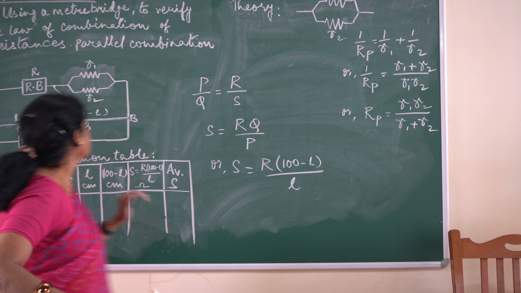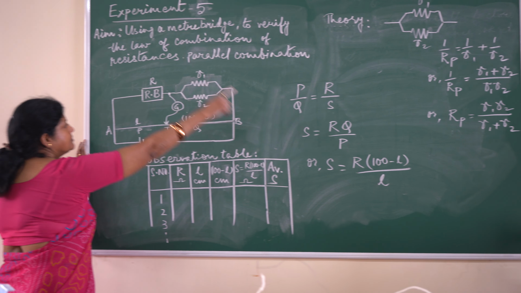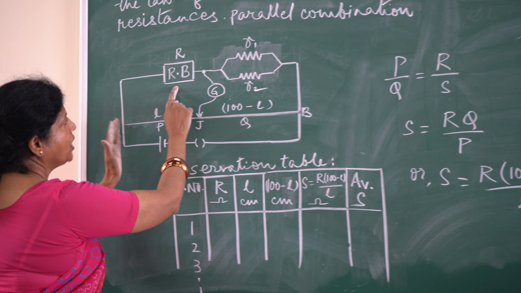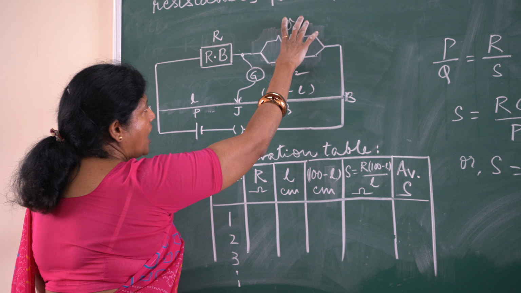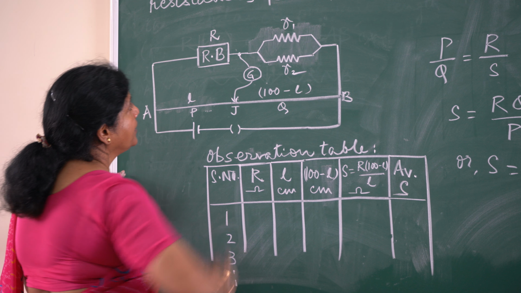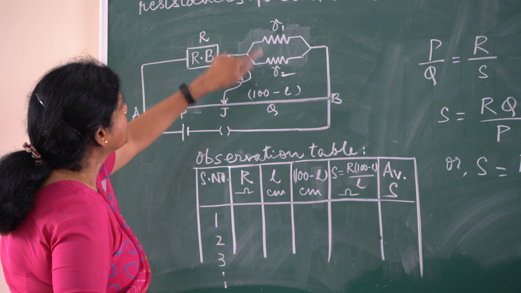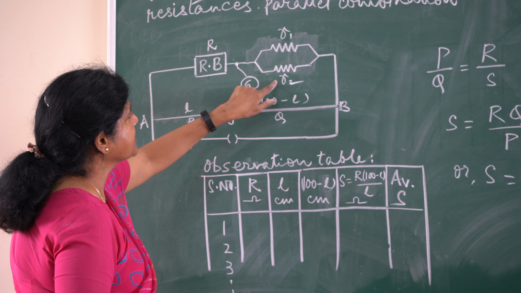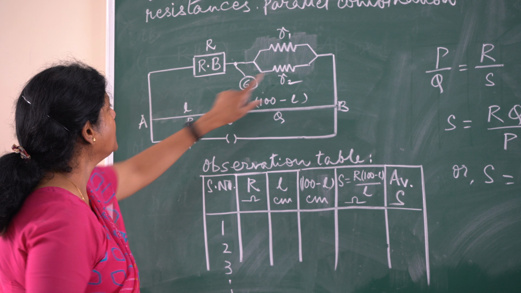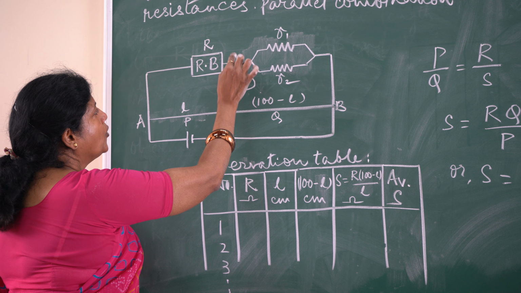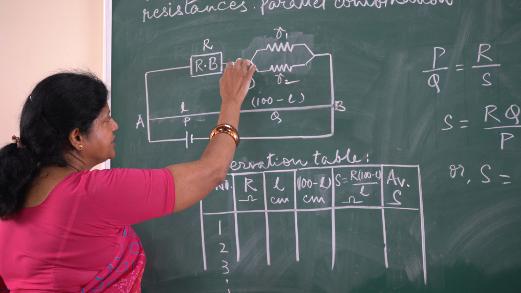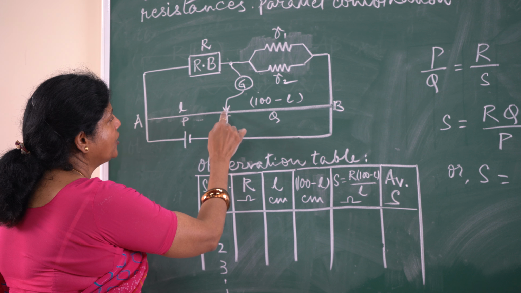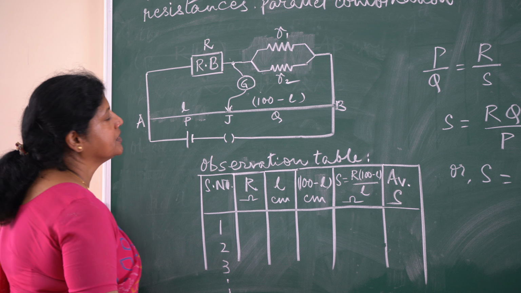Now see the circuit diagram. Meter bridge wire AB, resistance box. Here in this arm, it is the S arm. We have connected 2 resistances R1, R2 in parallel. Between these 2, one terminal is here which is connected with one end of the galvanometer. Another end of the galvanometer is connected with the jockey.